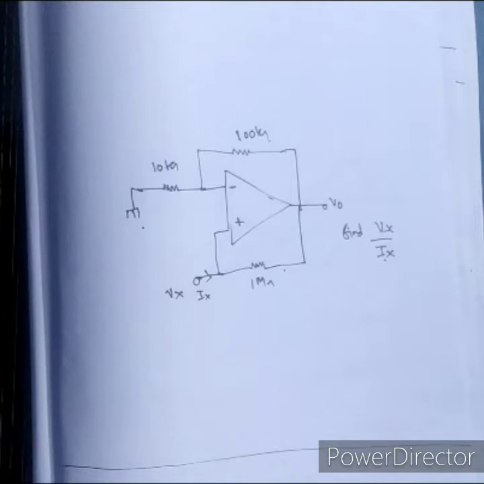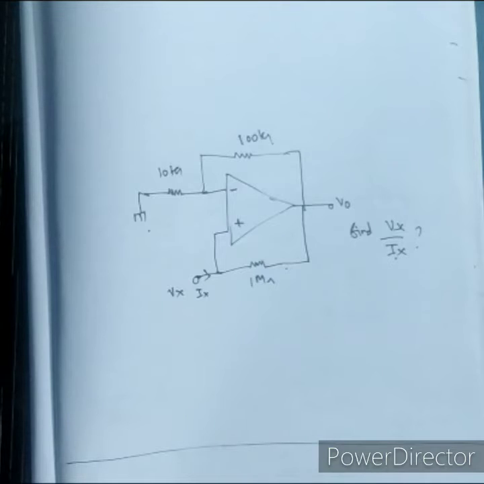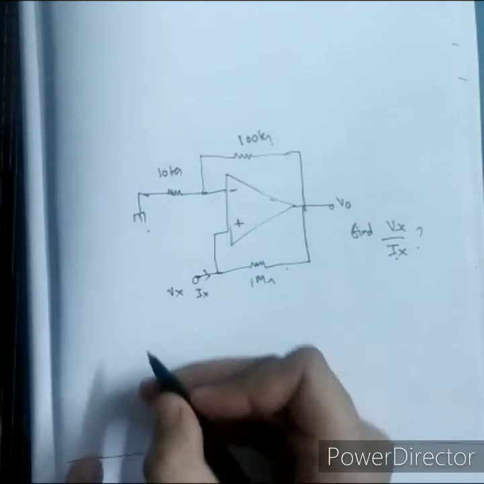Hello friends, so this is one of the GATE questions. In this we have to find the input resistance seen through the non-inverting terminal, that is, we have to find Vx by Ix. Now to find Vx by Ix, let's see how to solve this question.